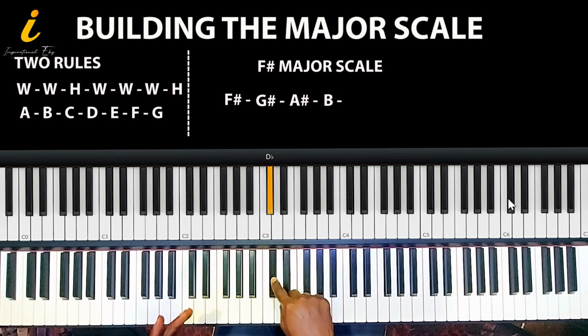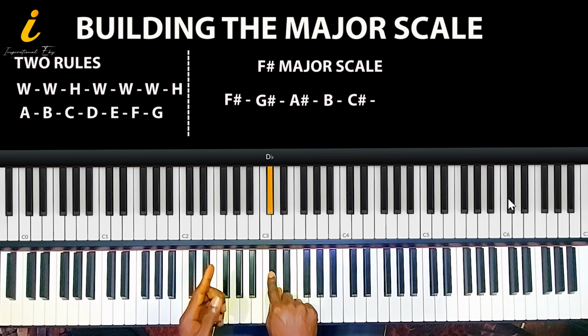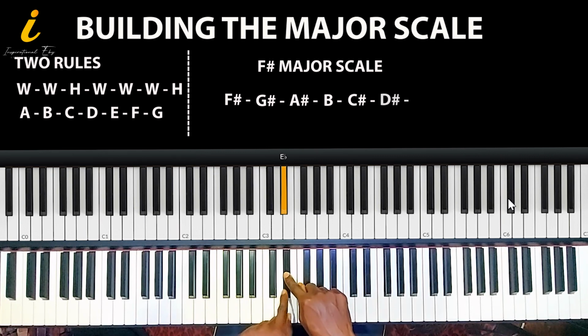And after B is C. So we call this what? C sharp, right? And not D flat, even though it's also called D flat. But we're using C sharp because of the C there. We need a C after B. So C sharp. The next interval, a whole step. After C is D. So we call this what? D sharp. The next interval is a whole step.